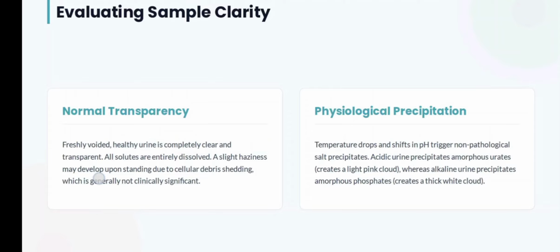Physiological precipitation. Temperature drops and shifts in pH trigger non-pathological salt precipitates. Acidic urine precipitates amorphous urates, whereas alkaline urine precipitates amorphous phosphates. Fresh urine is normally clear and transparent. Sometimes urine becomes cloudy due to precipitation of salts when it is standing. This may not always indicate disease.